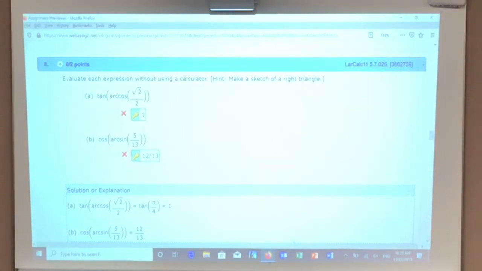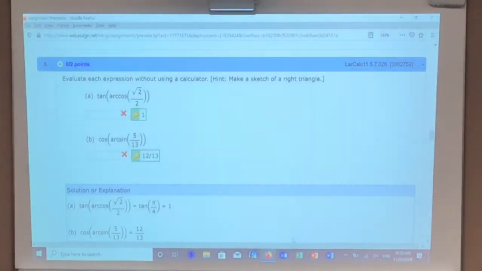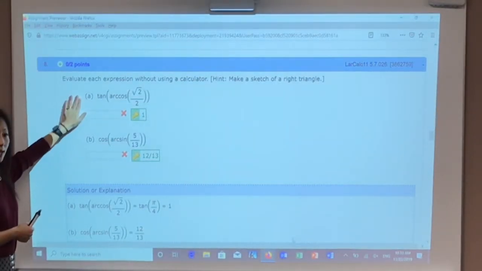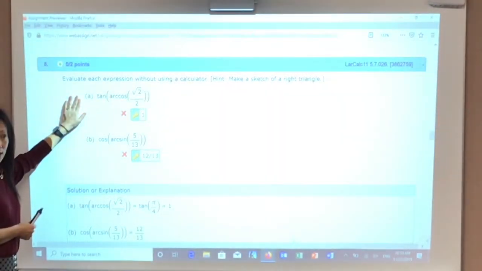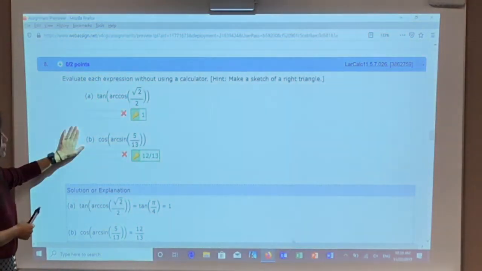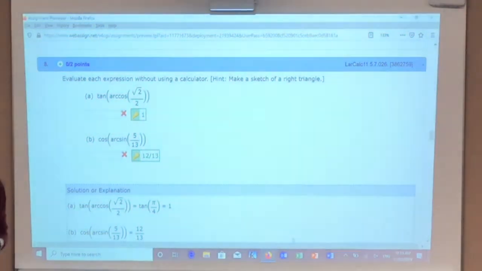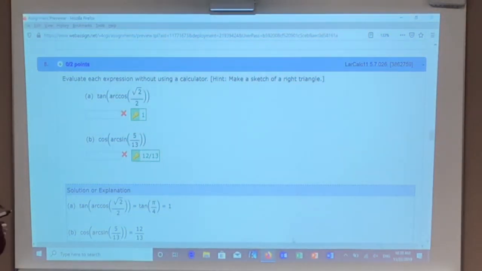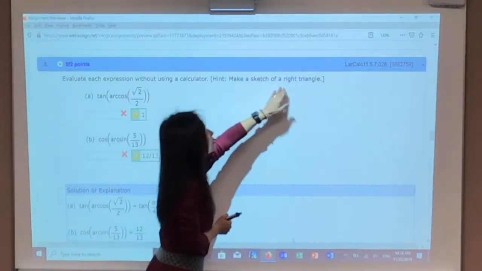All right, if you want to volunteer already, just raise your hand. Who wants to do A? Who wants to do B? I'm looking for volunteers. All right, they give you a hint: make a sketch of a right triangle.